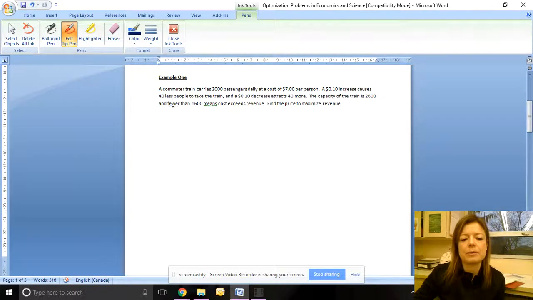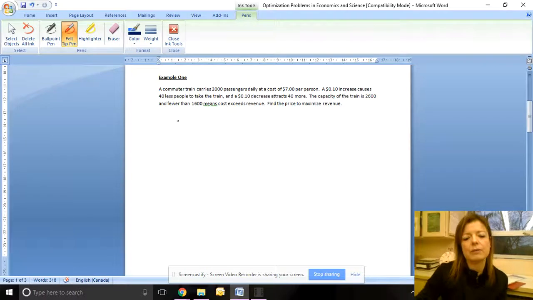Okay, so here we go again with a grade 10 level quadratics question, which could be solved with quadratic techniques, but we will solve with calculus today. So a commuter train carries 2,000 passengers, and right now it's $7 a person. But if you increase the price of the ticket by 10 cents, 40 less people will take the train. But similarly, if you decrease the cost by 10 cents, 40 more people will take the train.